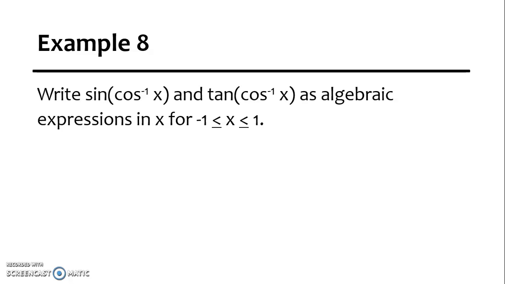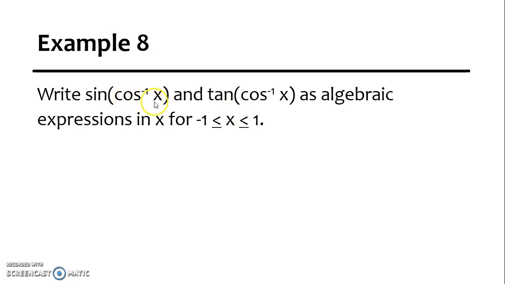as algebraic expressions in x for -1 is less than or equal to x, which is less than or equal to 1. Now, a lot of people get tripped up by this last inequality and they kind of freak out because they're like, well, what does that mean? Why is that important? The reason that that part is important is that you know that it's not going outside of the domain of cosine inverse, and so that it'll stay in the domain where it needs to be. That's the only reason it's there. So we can pretty much ignore that and focus on what we need to do.